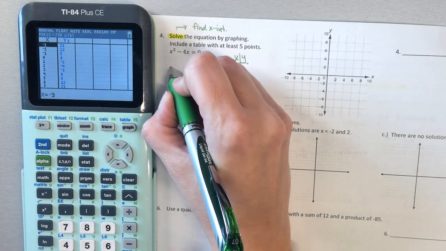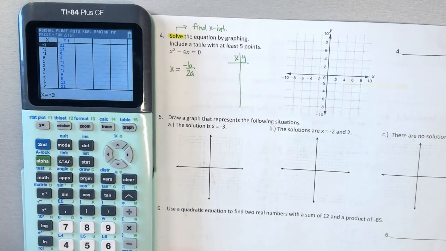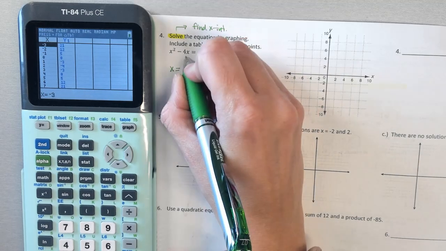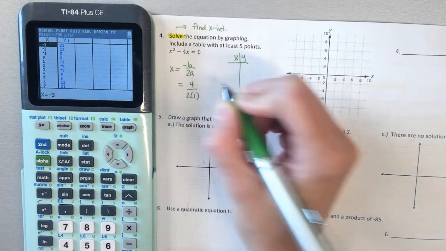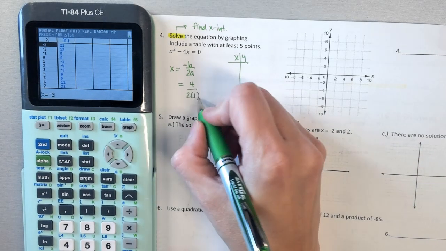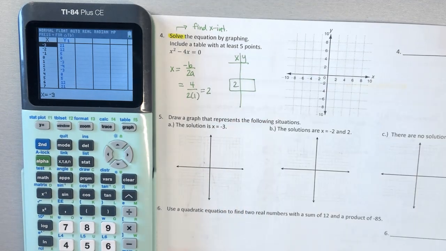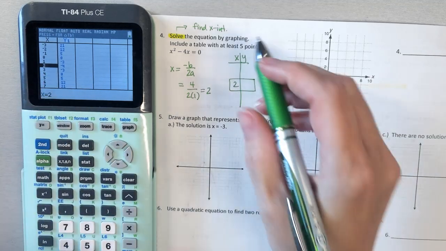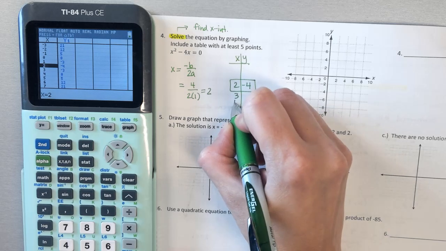You just have to know where the middle is, so you do the opposite of b over 2a. Your b value is always in front of x. So if your b value is -4, the opposite is +4. If you can't see your a value, that just means your a value is 1. 4 divided by 2 is 2, so that goes in the middle of your table. At 2 you're at -4, and then you can go 3, 4.